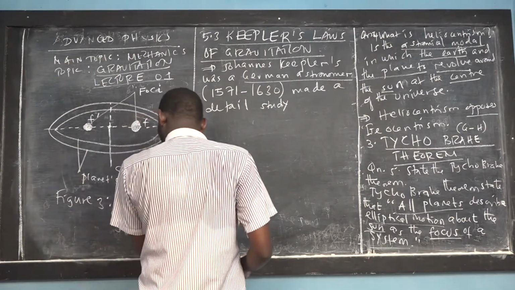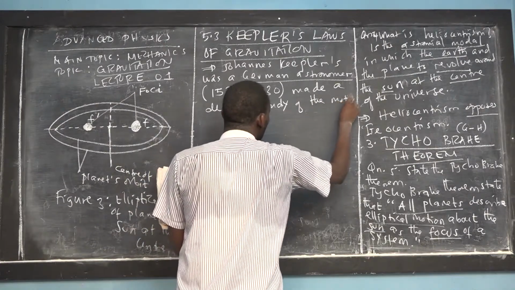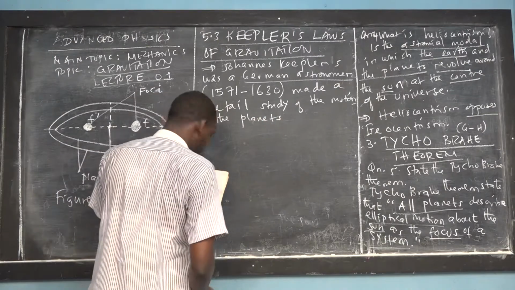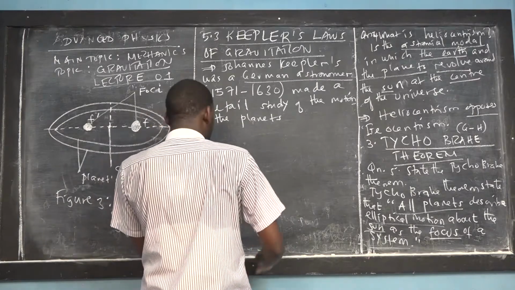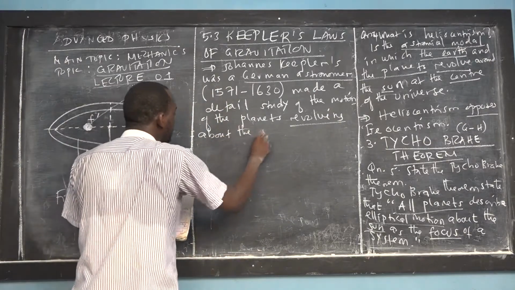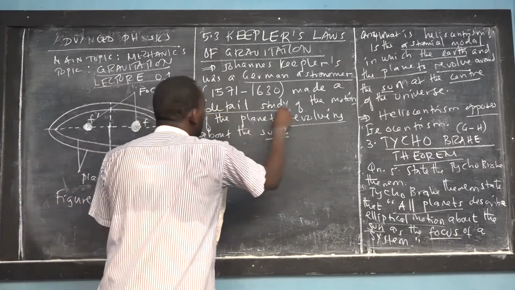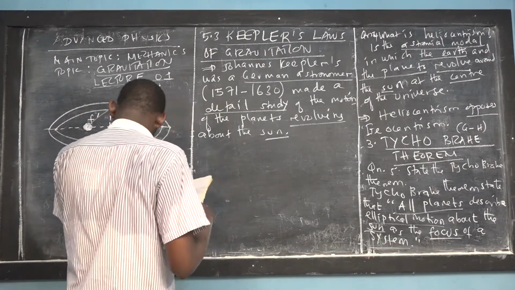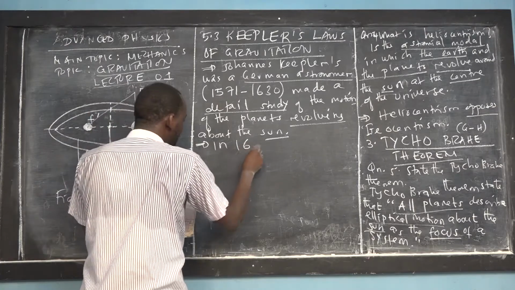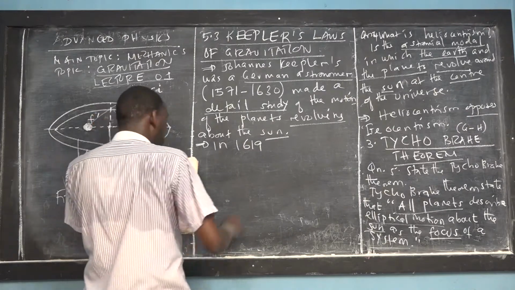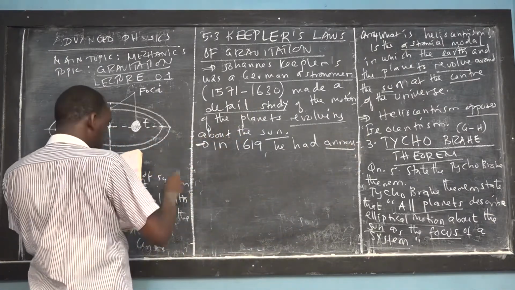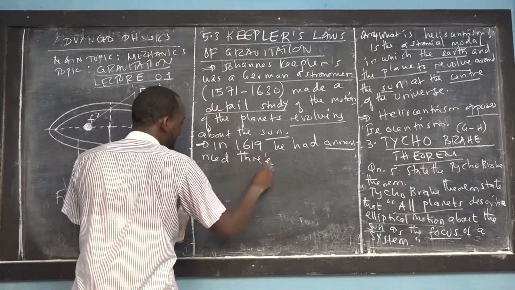He made a detailed study of the motion of the planets revolving about the sun. That's what he did. Then, after he did a lot of studies, history says that in 1619 he officially announced three laws. Fantastic, three laws.